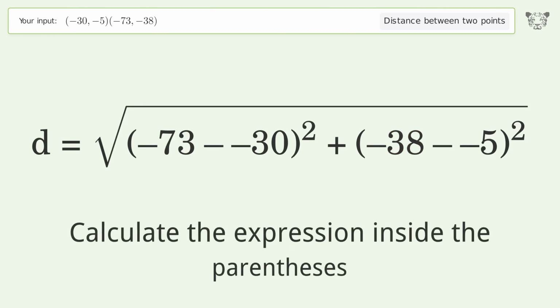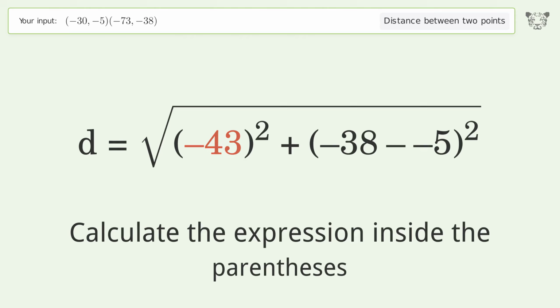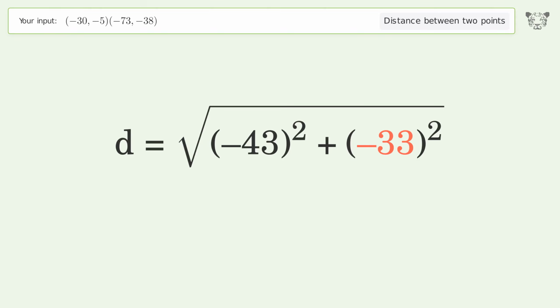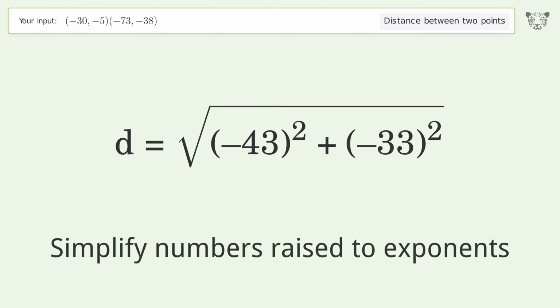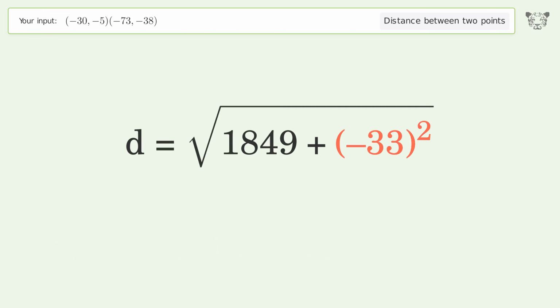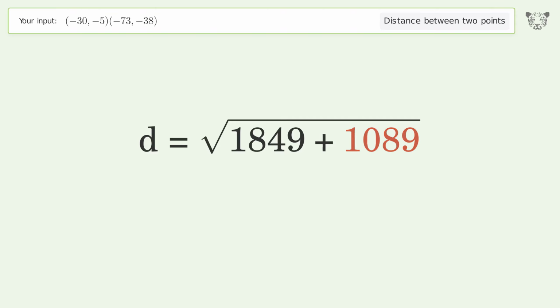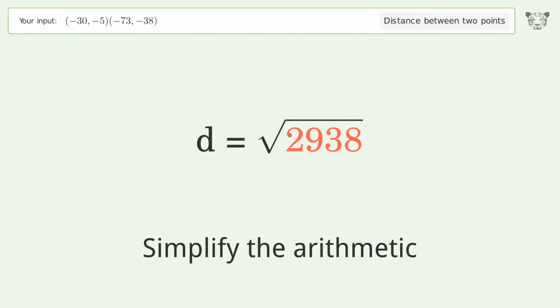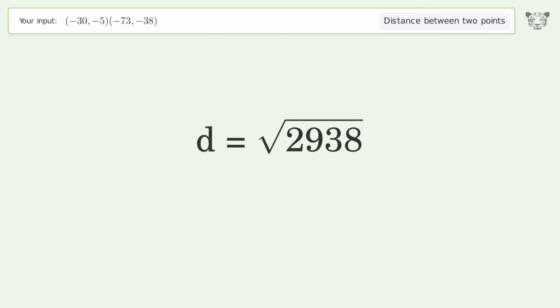Calculate the expression inside the parentheses. Simplify numbers raised to exponents. Simplify the arithmetic. And so the distance between the 2 points is the square root of 2,938, or 54.203.